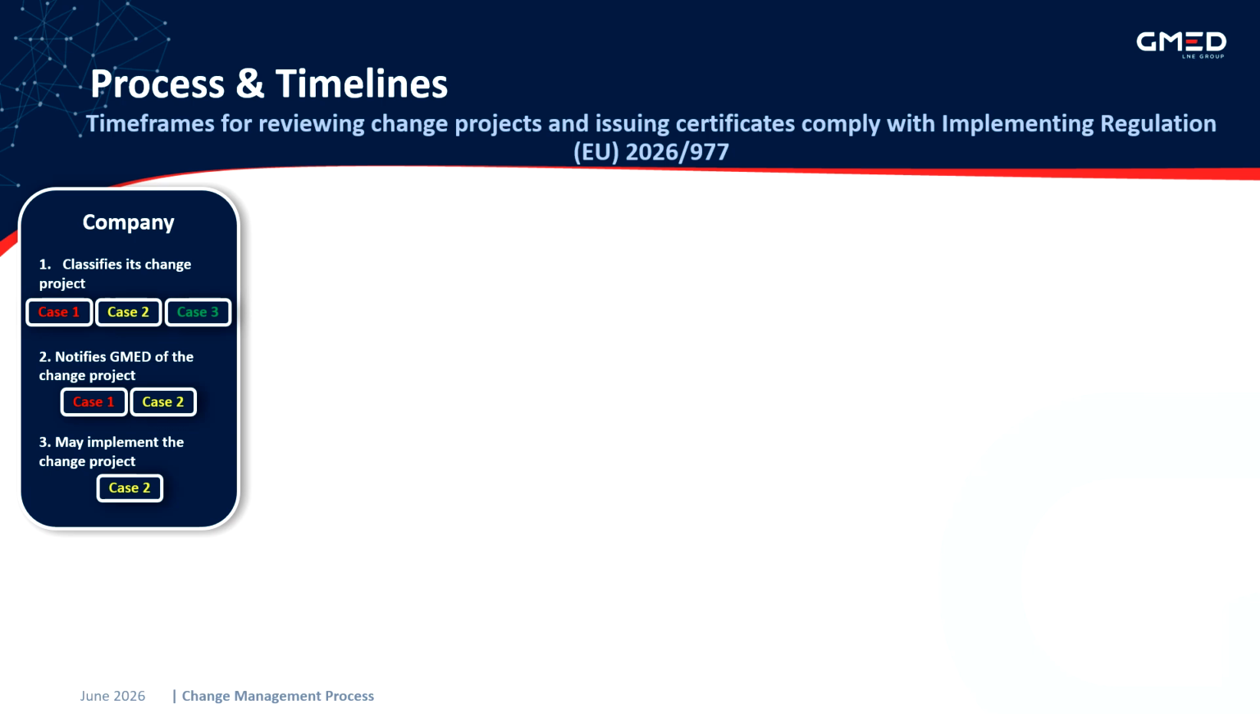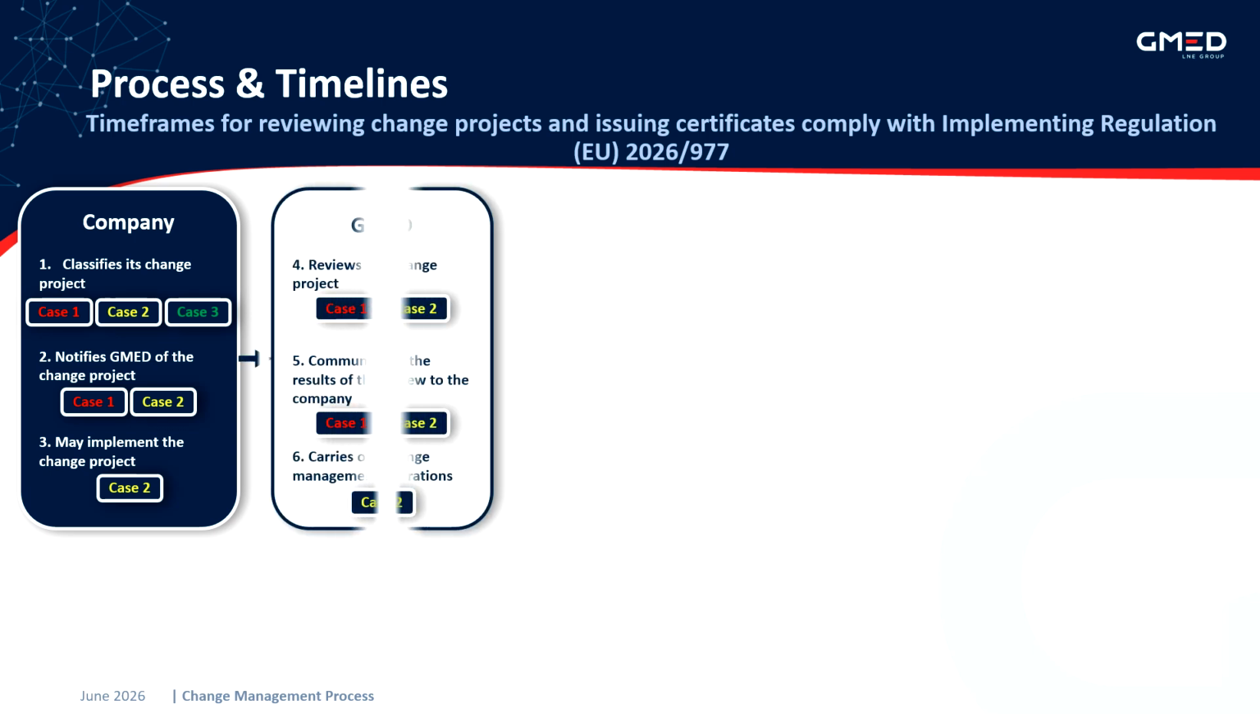Once the notification has been made, the company may implement change projects categorized as Case 2. GMED reviews the reported change projects and communicates the results of its review to the company. Following the review and communication of the results, GMED may need to take steps to incorporate the change implemented by the company into the certification project and update certain administrative or regulatory documents.